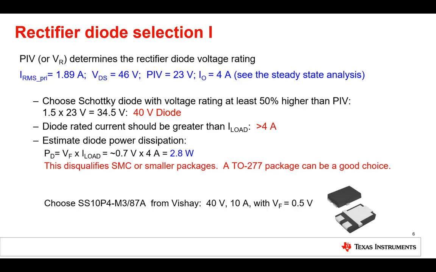The rated current has to be greater than the output current. If we estimate the power dissipation with roughly 0.7 volt times the output current, we know that a certain size of package is necessary to dissipate the power. Yes, Schottky diodes have lower forward voltages, but a lot bigger capacitance, which causes losses as well, so the estimate is valid even for these. So for power dissipation reasons, a diode in the TO277 package is a good choice.